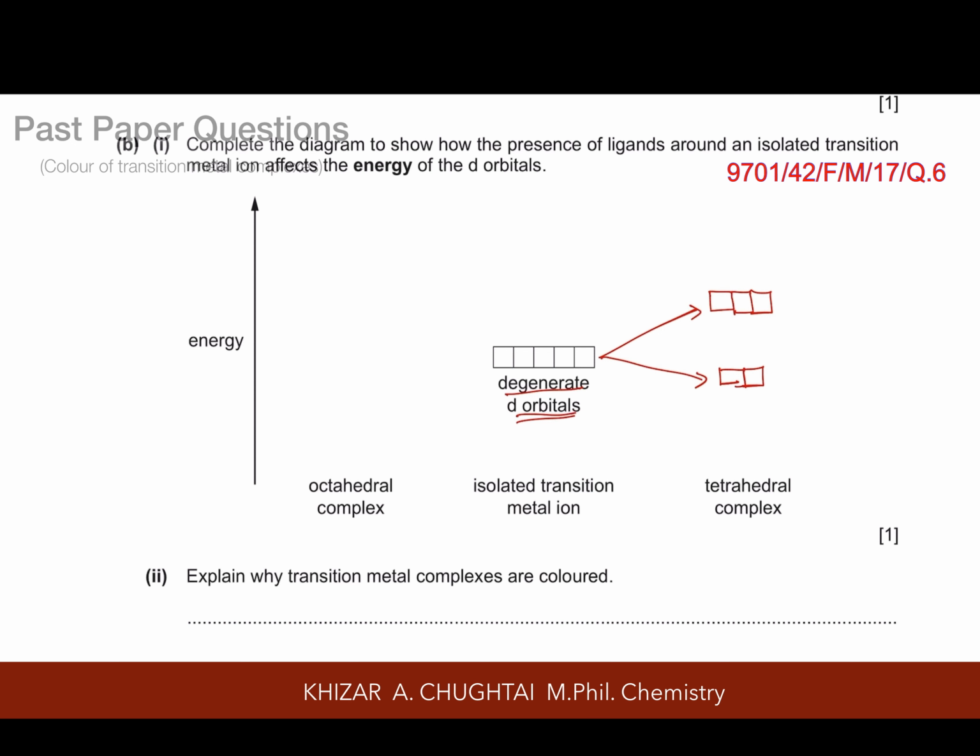In the case of octahedral geometry, once again there are two types of splitting. These are a set of two orbitals, basically dx square minus y square, and dz square. They will raise their energy as compared to the rest of the orbitals. Those are said to be dxy, dyz, and dzx.